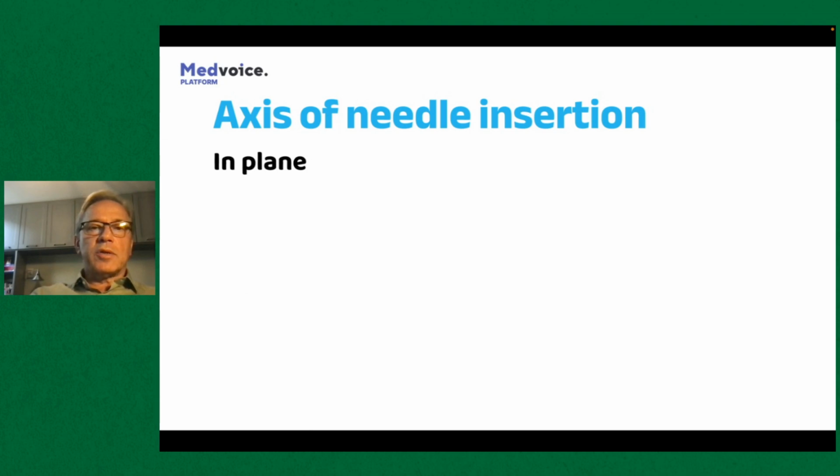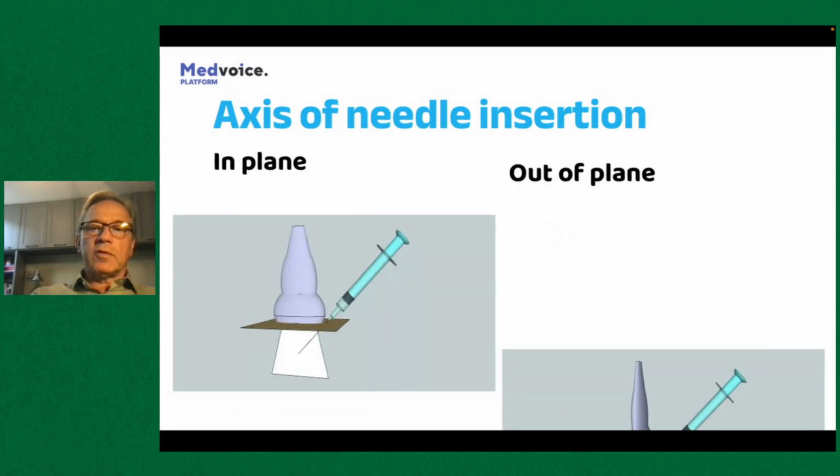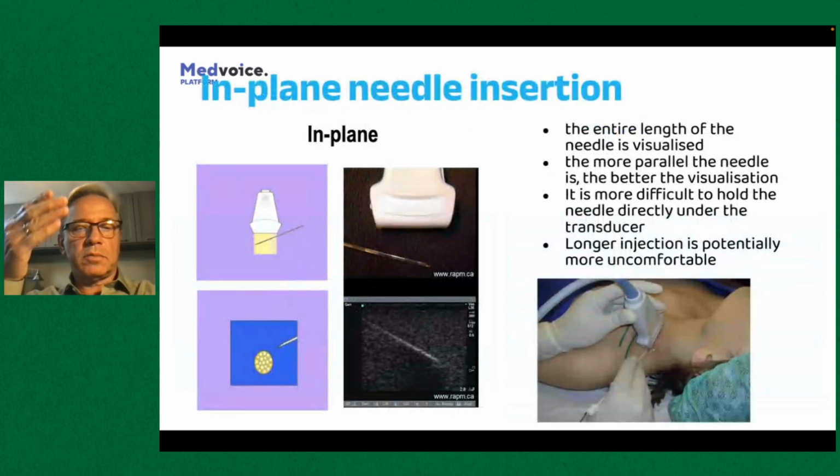So how can we insert the needle? It could be in plane with the probe, or it could be out of plane. In plane, the entire length of the needle is visible, which is good. The more parallel the needle is, the better the visualization.